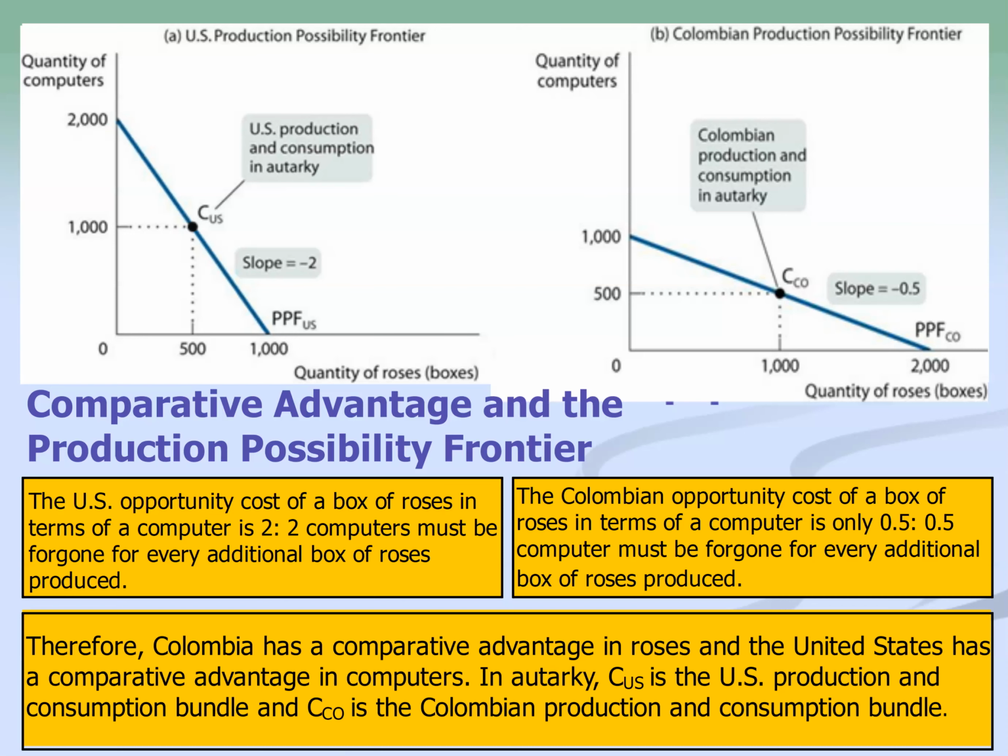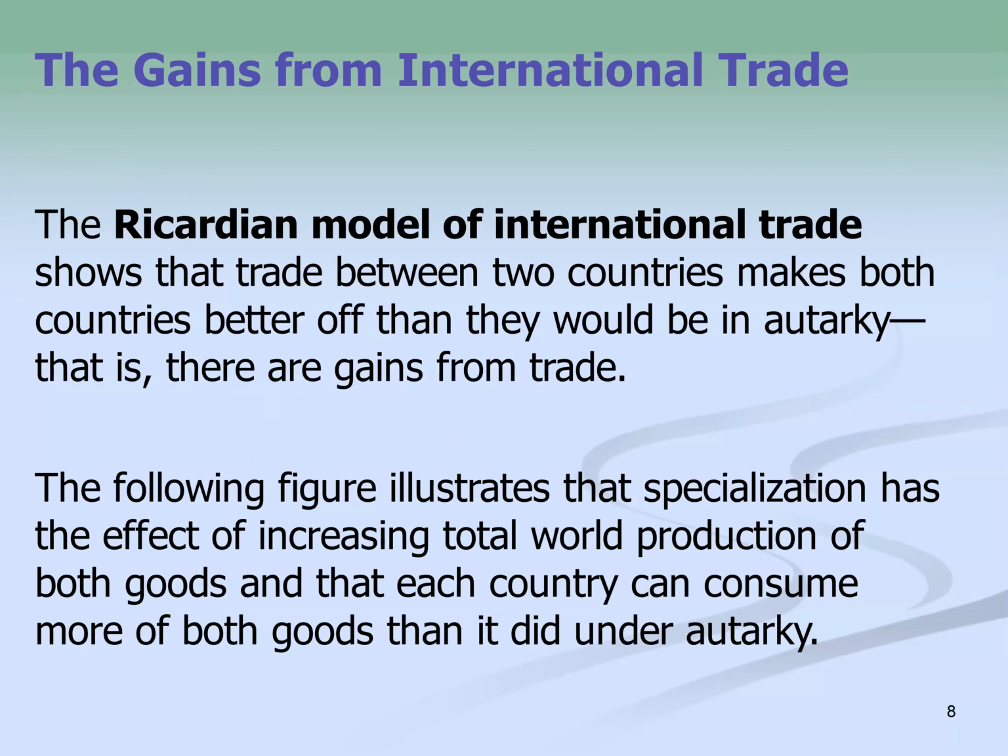But if you didn't have that slope, if you didn't have that information, and you only had a graph or a table in which you were given that information, again, you could use the output over method with 1,000 and 500 and then 500 and 1,000 to quickly determine that the same is true, that the United States has a comparative advantage in computers and Colombia in roses.